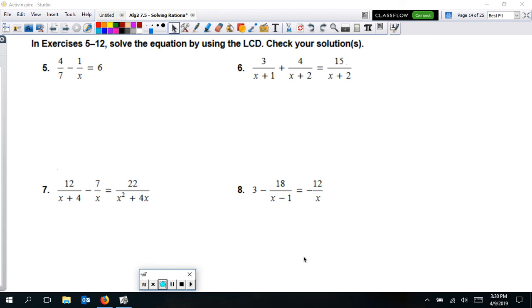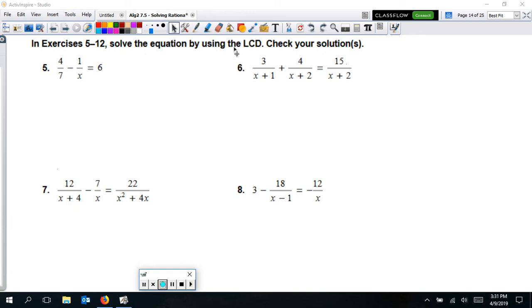Okay, so we're going to solve these equations by finding the LCD first, or using the LCD. This is going to be a little bit different than cross multiplying. We can't cross multiply here because we don't have a fraction equal to a fraction. We've got a couple of fractions on this side equal to another fraction, so we can't just cross multiply. So the other option would be to use the LCD. We still want to keep checking our solutions just in case we get a solution that would be one of those excluded values.